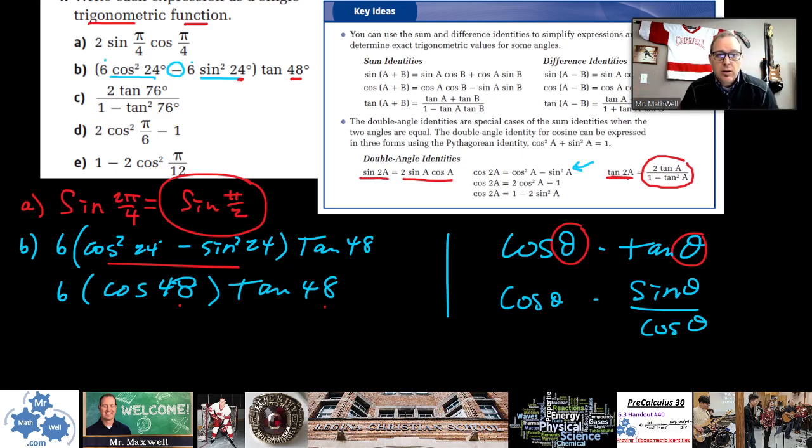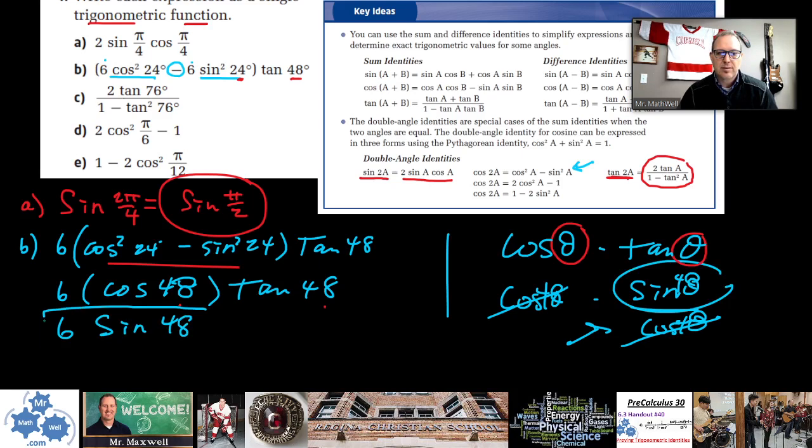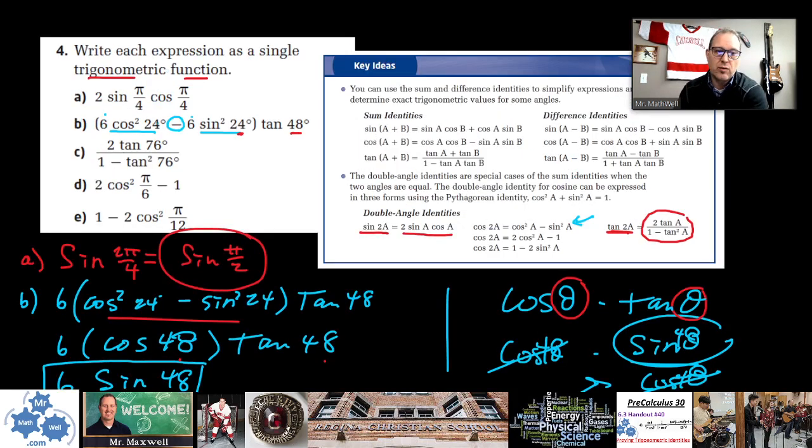All right. So I'm going to have a 6 here, and I'm going to do this right here. And look at what happens over here. Cos and cos. So let's say this is 48 and 48. So when I multiply these two, I see over here that I'm left with sine of 48. And that is in terms of a single trig function which they're asking for. So that looks like I'm done there. Okay. So now they're getting a little more complicated. Let's move to C.